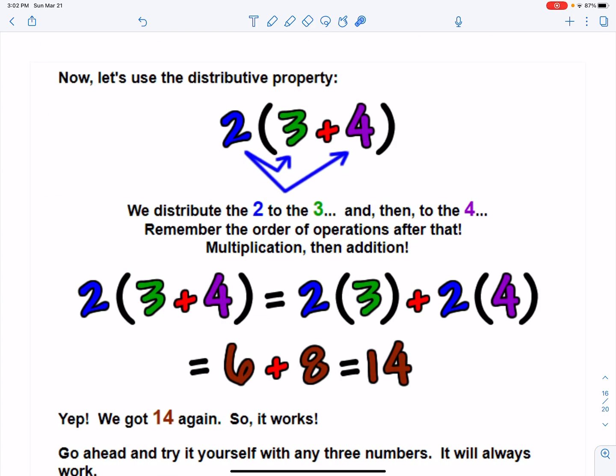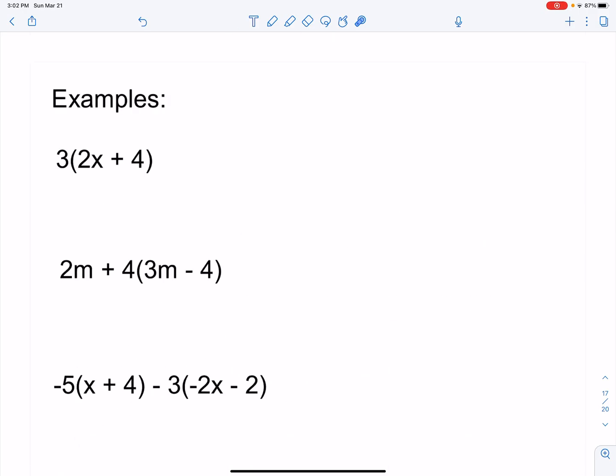So now let's look at it using the distributive property. We're going to pass the 2 out to the 3 and pass the 2 out to the 4. So this 2 passes out to the 3 with the 2 times 3. The 2 passes out to the 4 with the 2 times 4. So now 2 times 3 gives us 6. 2 times 4 gives us 8. We add the 6 and the 8 together and we get 14. So it does really work. Now let's try it out with some real examples.